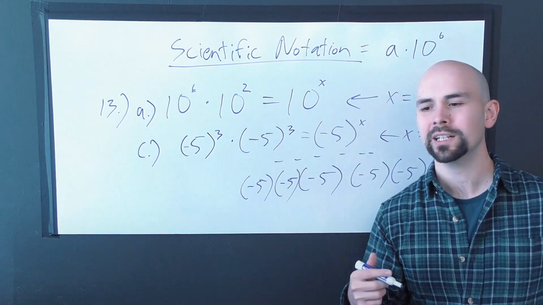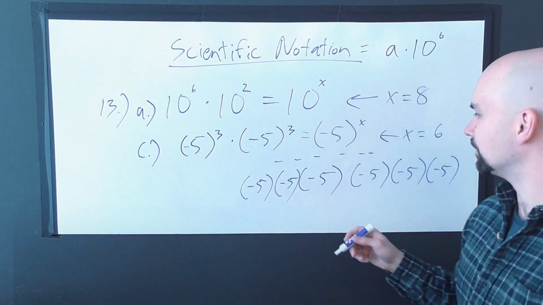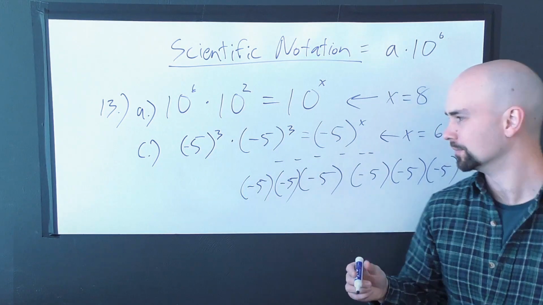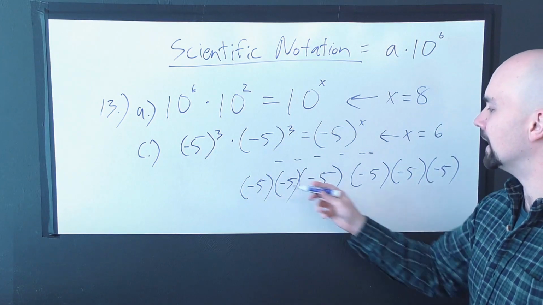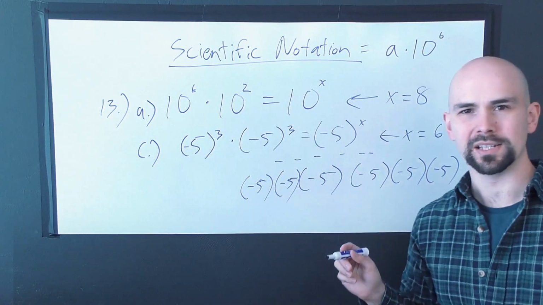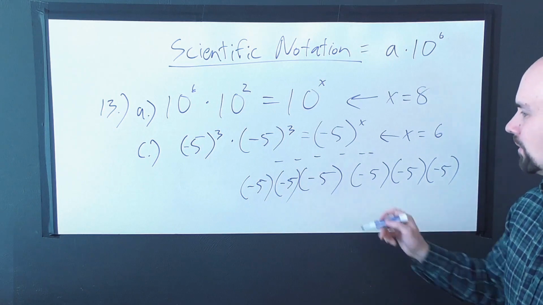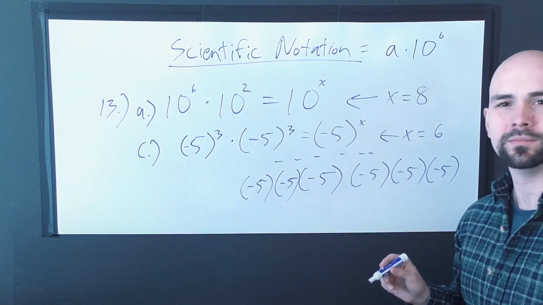It's an even number. And anytime you have negative numbers being multiplied by each other, remember that if it's an even number of negative factors, your answer is going to be positive. If it's an odd number of negative factors, then it's going to be negative. So is our answer negative or positive here? It's going to be positive.